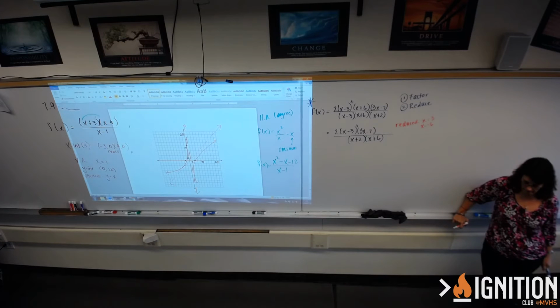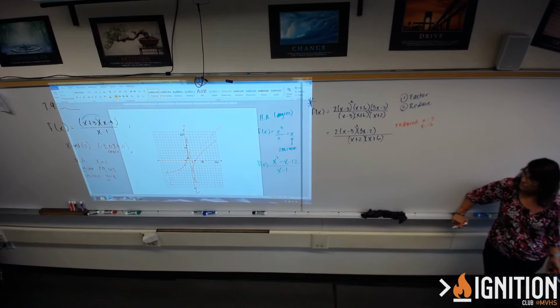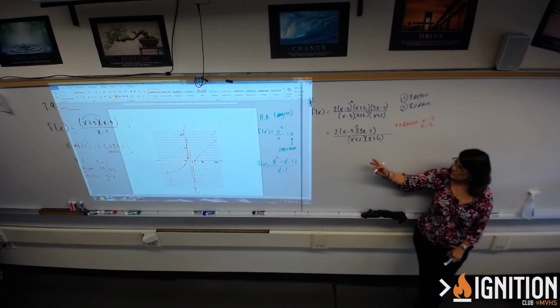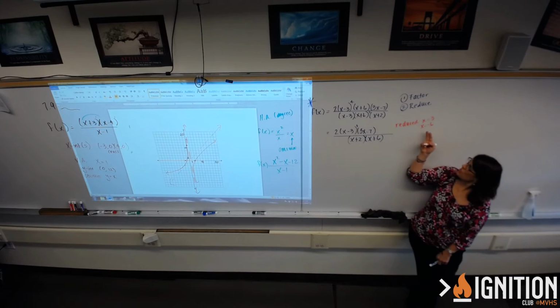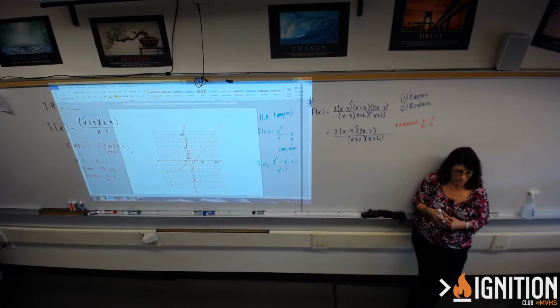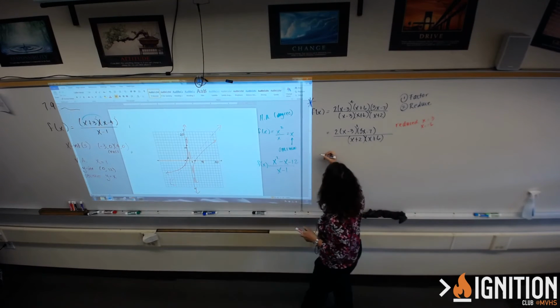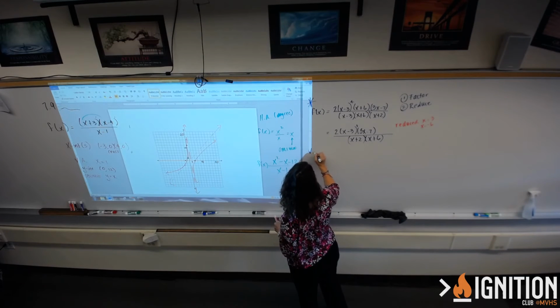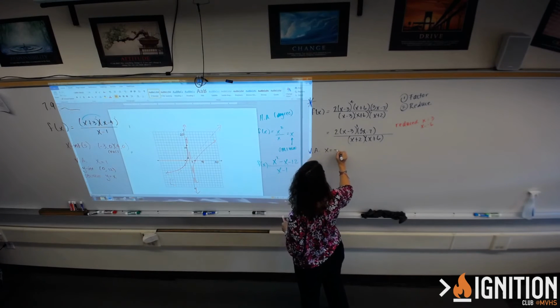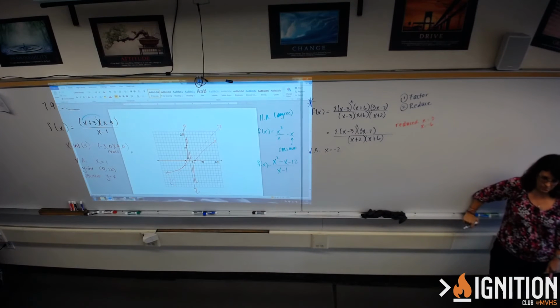All right. So you'd say, oh, those are removable discontinuities, et cetera. But there are still problems. The issue of negative 2 is still there. So what do you call x equals negative 2? A vertical asymptote. So we have a vertical asymptote at x equals negative 2. So far, so good?